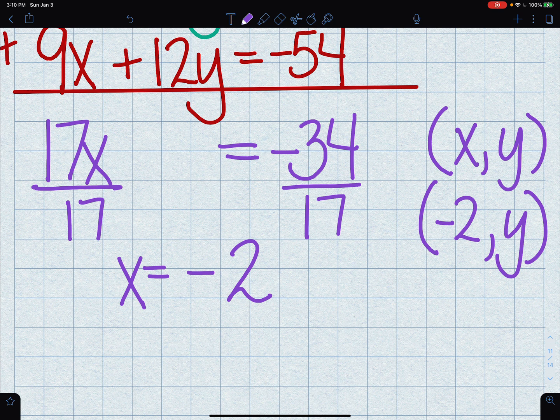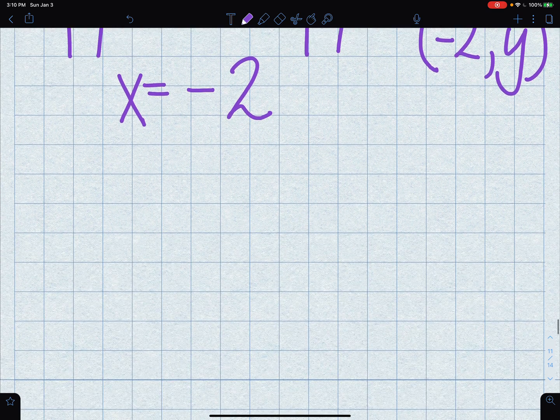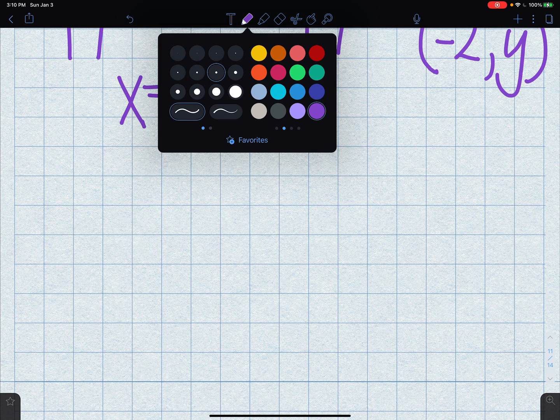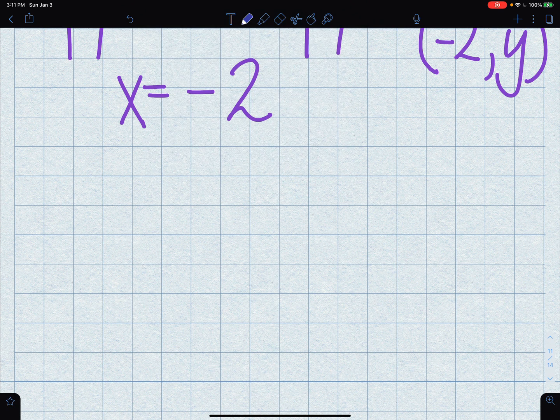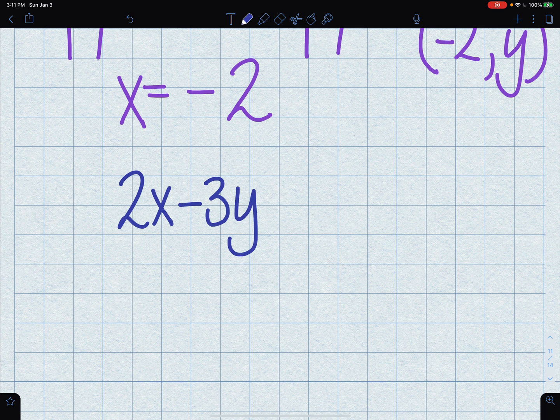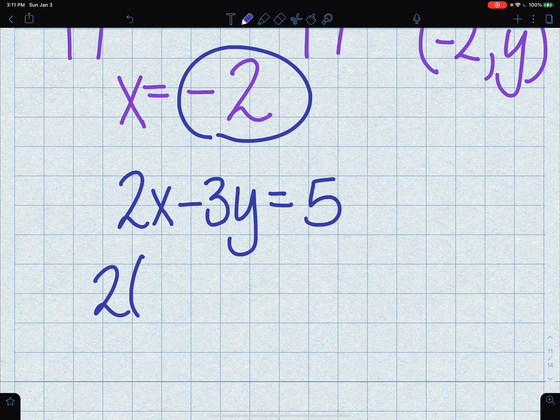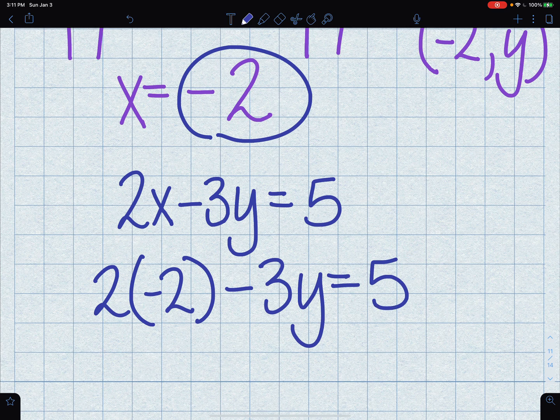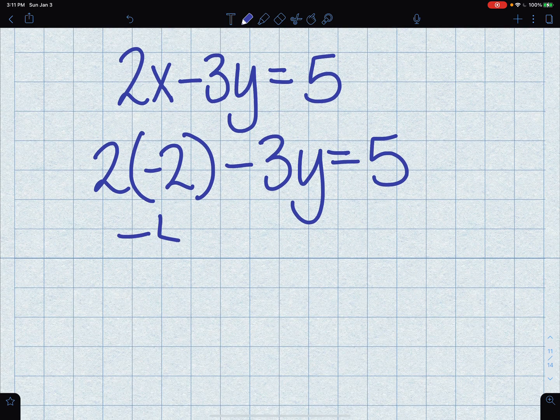We can take any of these equations. Let's take the original A: 2x minus 3y equals 5. That was the original A equation. So let's plug in negative 2 for the x. 2 times negative 2 minus 3y equals 5, so that's negative 4 minus 3y equals 5.